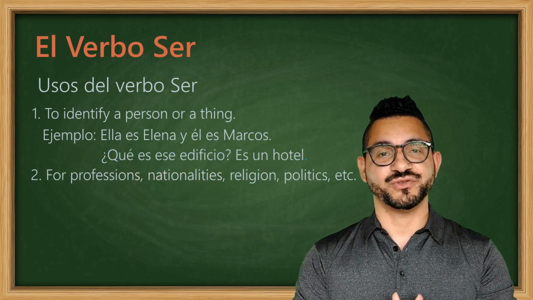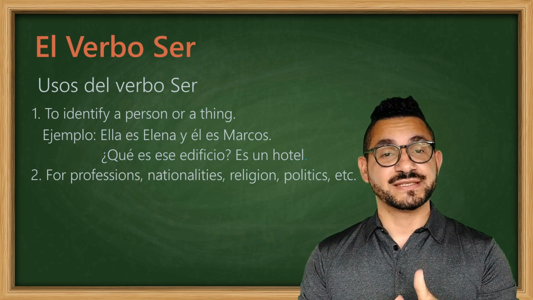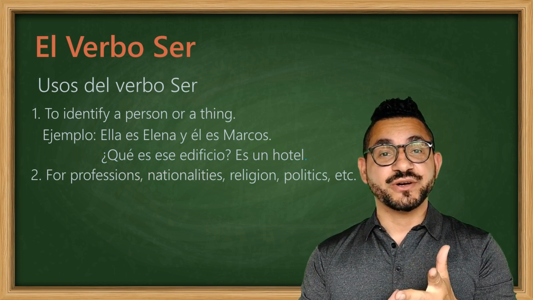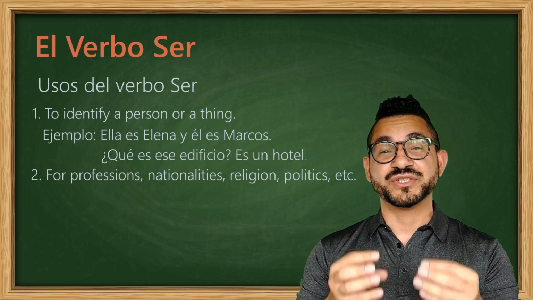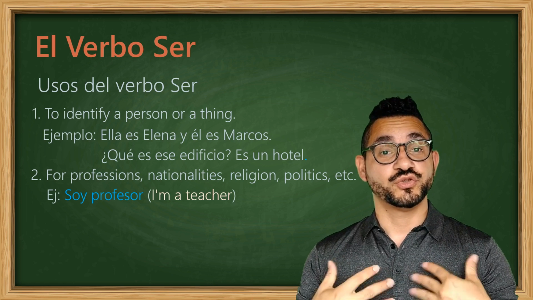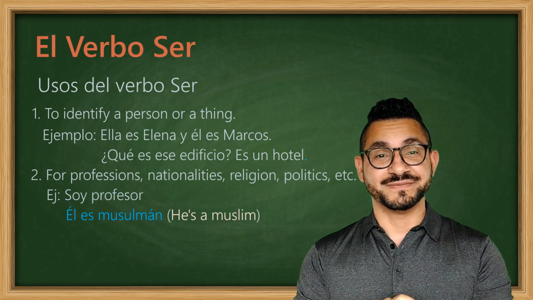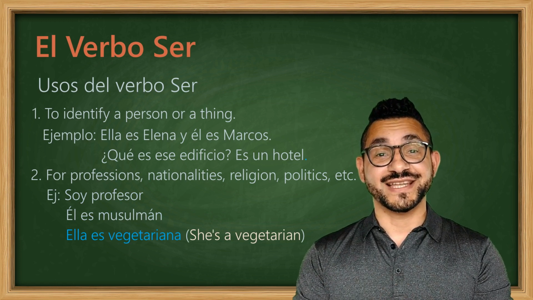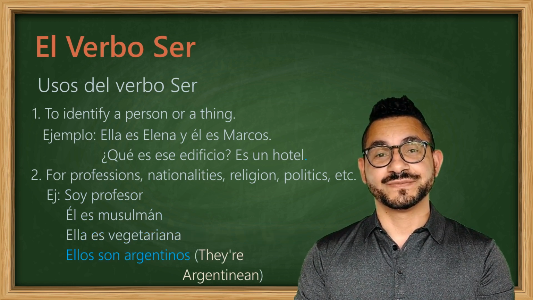Use number 2. We use the verb ser to talk about professions, nationalities, political affiliations, religious affiliations, etc., when we're talking about identity. For example, soy profesor. Él es musulmán. Ella es vegetariana. Ellos son argentinos.